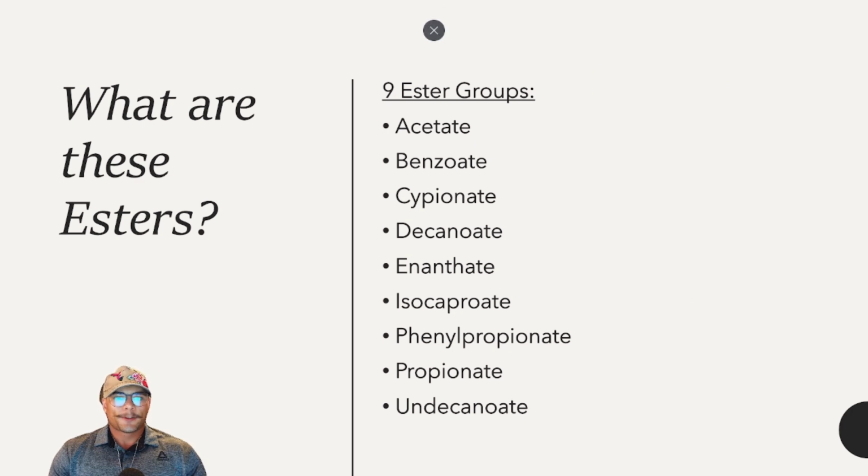The 9 ester groups we have are acetate, benzoate, cypionate, decanoate, enanthate, isocaproate, phenylpropionate, propionate, and undecanoate. So we have 9 ester groups that can be attached to the base steroid molecule, which could be testosterone, trenbolone, masteron, or any other steroid molecule base that you can think of.